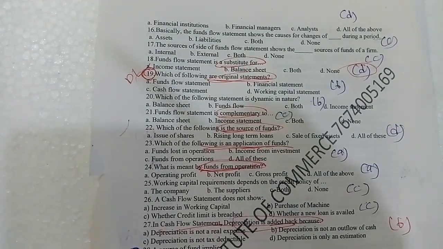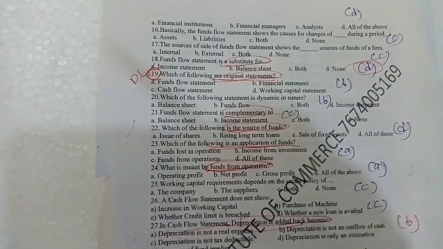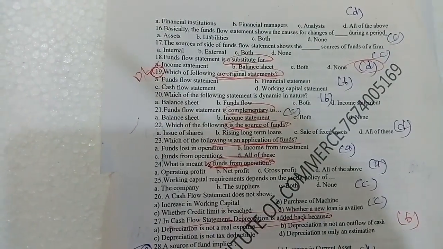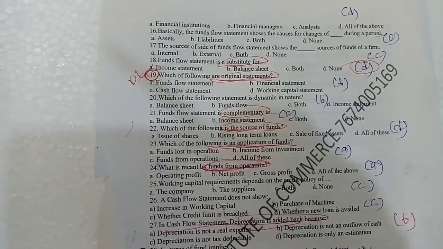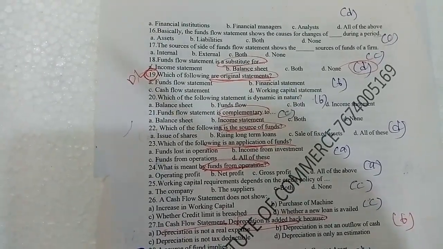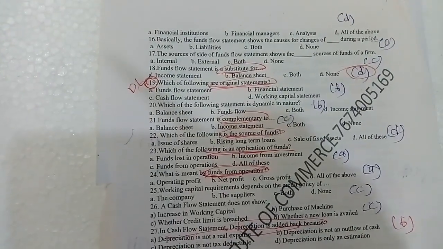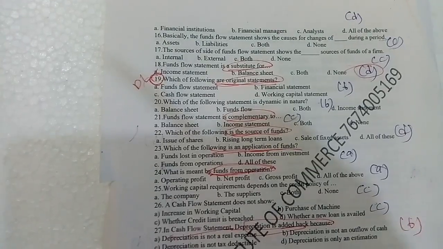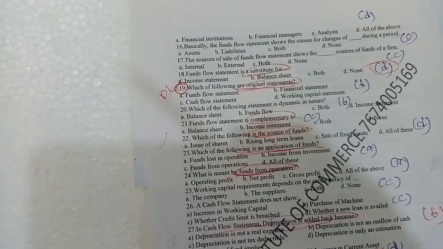See, dynamic in nature is as per rules and regulation. Option A is balance sheet, means as per rules and regulation preparing the company's balance sheet. Second is funds flow. So there is no principles basis on preparing the funds flow statement. It is only inflow of funds and outflow of funds. So C is both. D is income statement. Answer is funds flow statements.